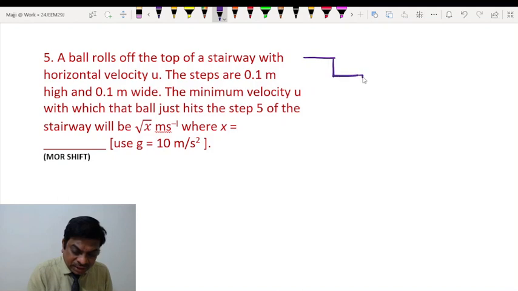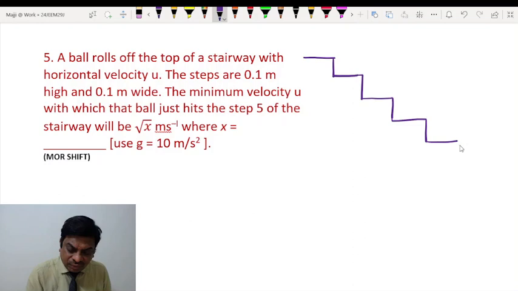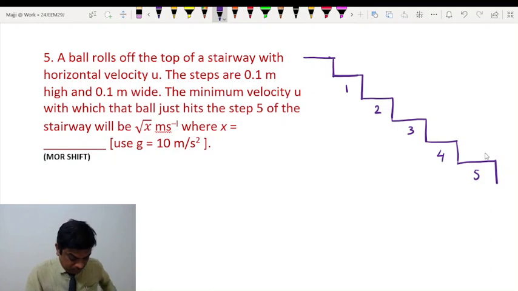Let us say this is the first step, this is the second step, then this is the third step, this is the fourth step, and this is the fifth step. Starting from here, this is the first step, second step, third step, fourth step, and fifth step. So that means the ball should have minimum velocity. If it has large velocity, it can go anywhere. So it just hits the fifth step.